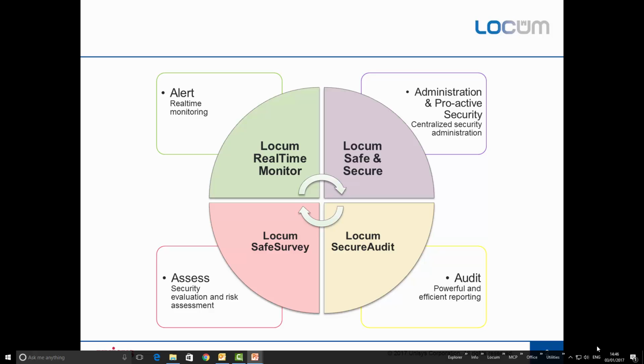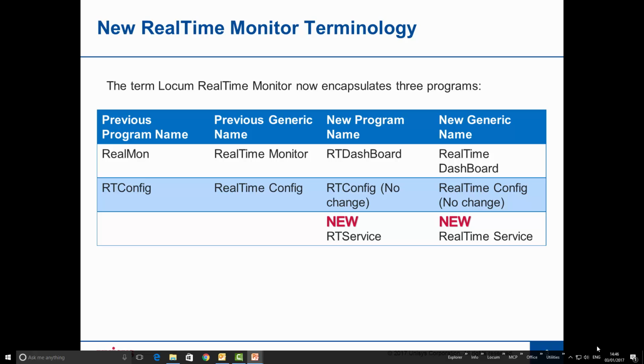Locum Software Services Limited provides comprehensive security alerting, assessment and reporting solutions for ClearPath MCP servers. The Safe Survey and Secure Audit programs provide fully featured assessment and auditing tools, while RealTime Monitor provides flexible alerting capability and Safe and Secure offers administration and proactive security enforcement. Locum's host products run on MCP servers, while the user-friendly client counterparts run on Windows systems.